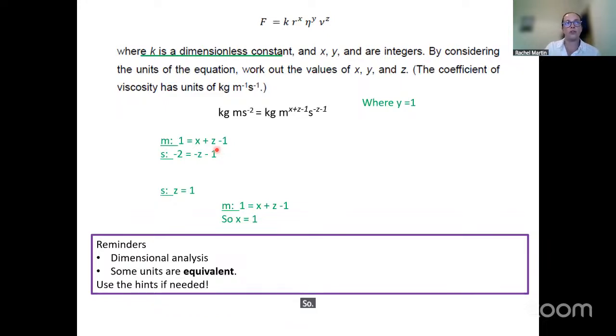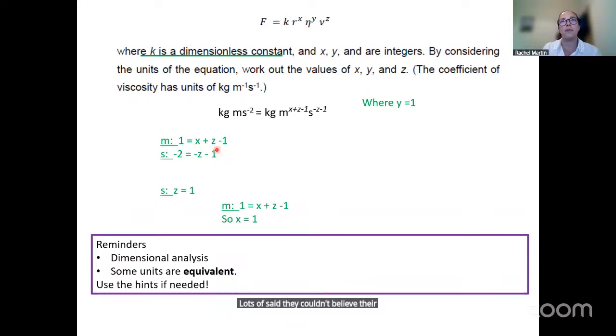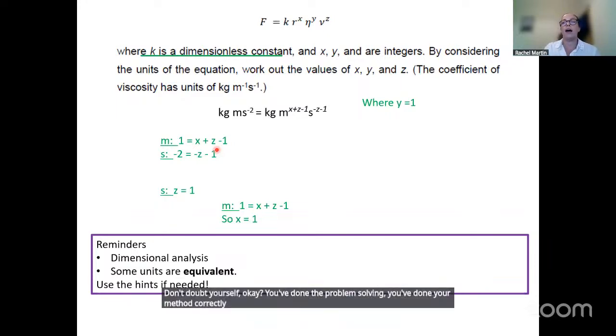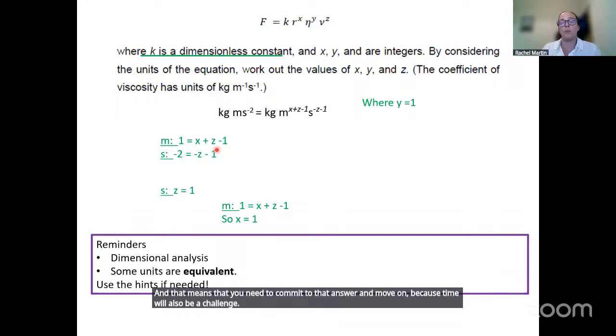So a lot of you are doubting yourself. It was very interesting watching the chat. Lots of you said they couldn't believe their eyes. All of the powers were 1. If that is the answer you get and you double check it, don't doubt yourself. You've done the problem solving, you've done your method correctly, and that means that you need to commit to that answer and move on, because time will also be a challenge in the PAT, working to time.